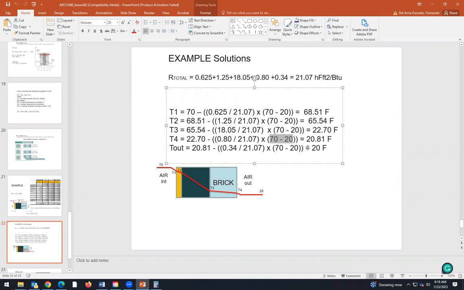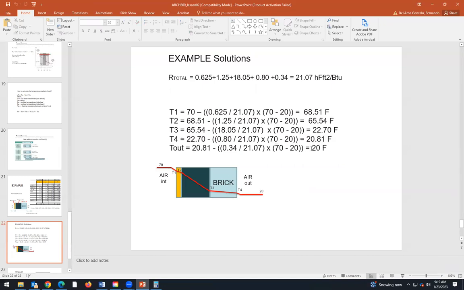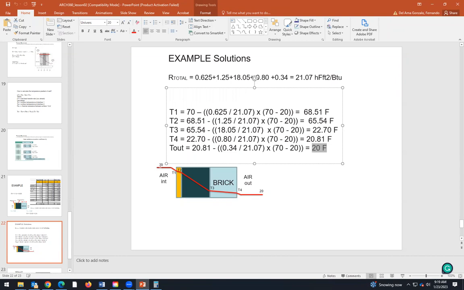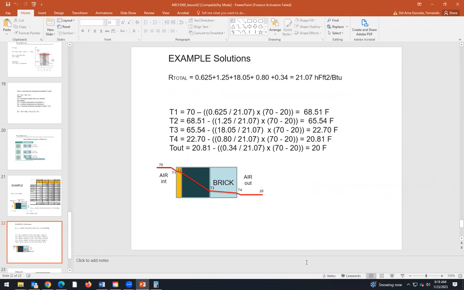And finally, if we want to check that everything is correct, if I do the same here, the result should be 20. The previous temperature, 20.8, which is T4, minus the thermal resistance of this layer, 0.34, divided by the total thermal resistance, and then times indoor minus outdoor temperature. So this should be 20. So if we start with this indoor temperature, and after doing all this, the last temperature here is the outdoor temperature, that means that this is correct.